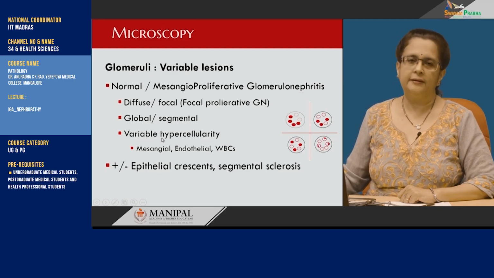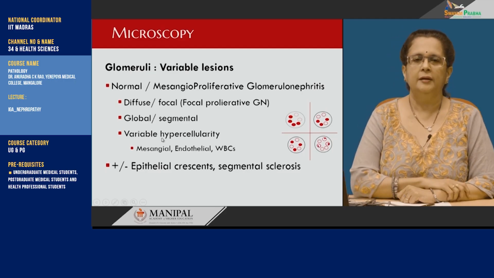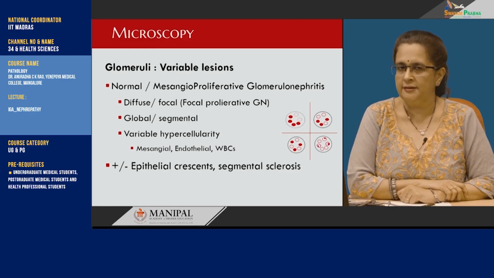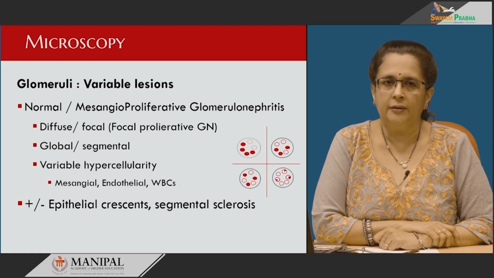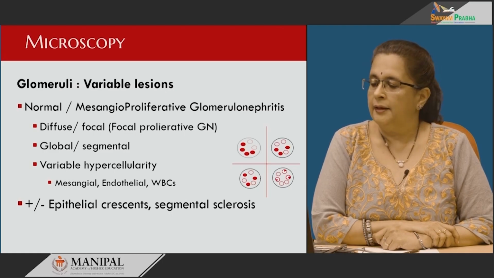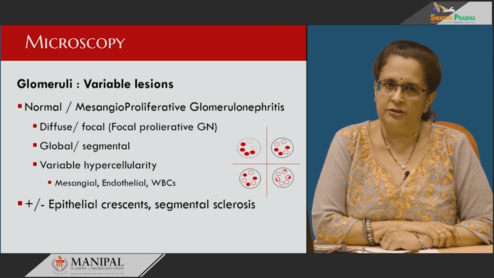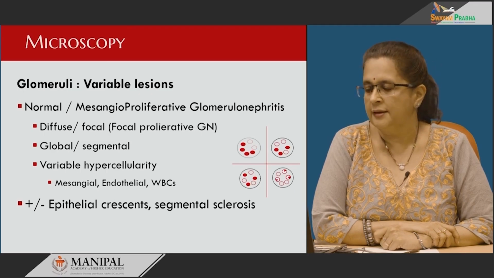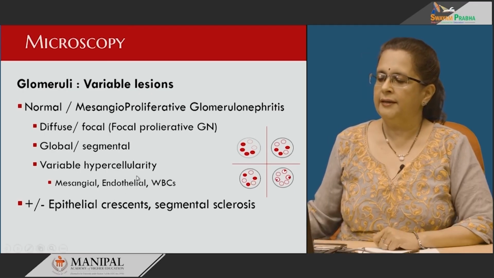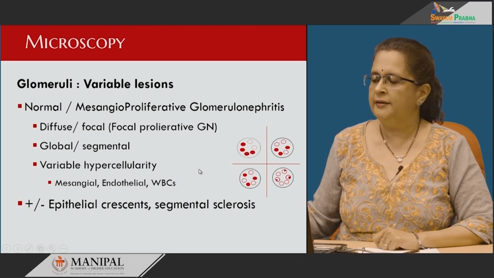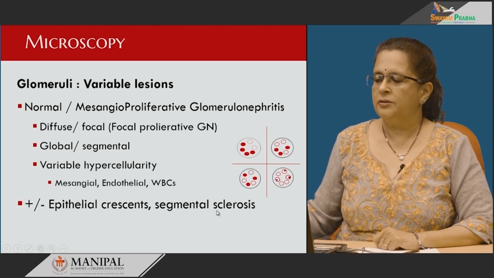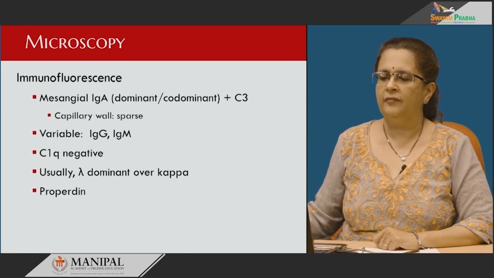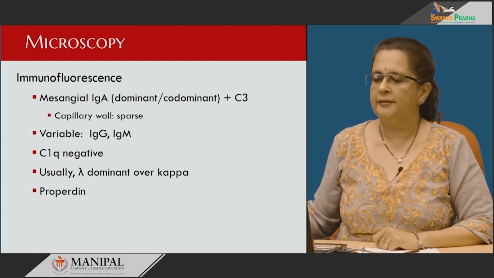The cellularity in the affected glomeruli is variable, and it involves the mesangial cells, the endothelial cells, as well as WBCs. Rarely you can get the epithelial cell proliferation within the Bowman's space. So, whenever the areas of inflammation heal within the glomerulus, it gives rise to segmental sclerosis. So, depending on these, we have immunofluorescence pattern also.